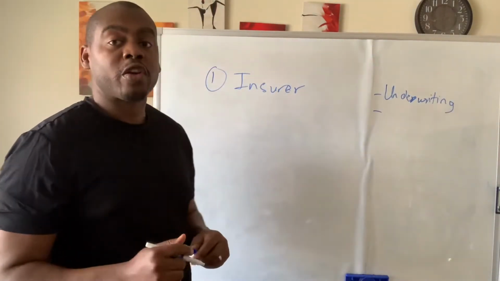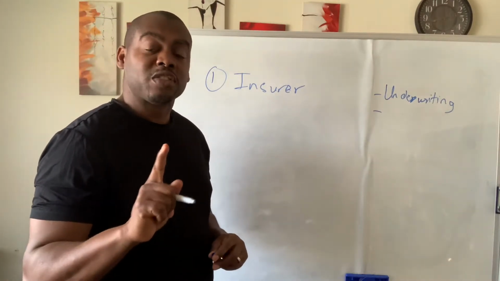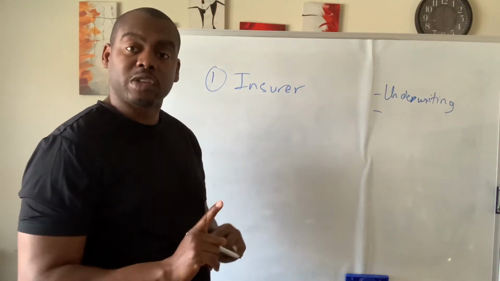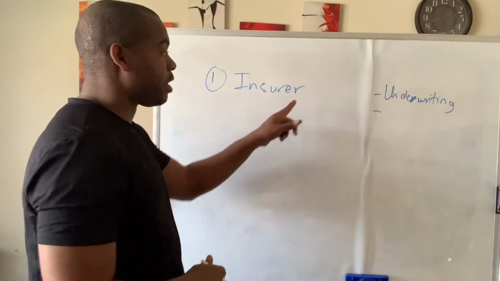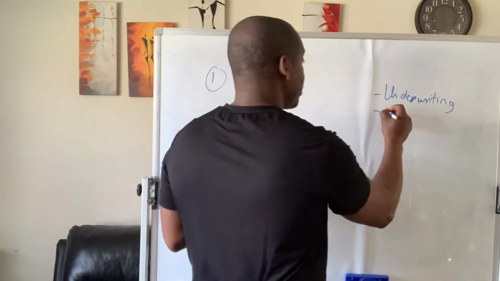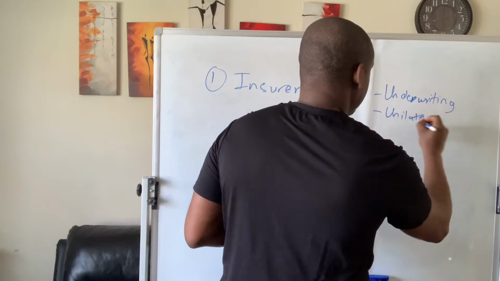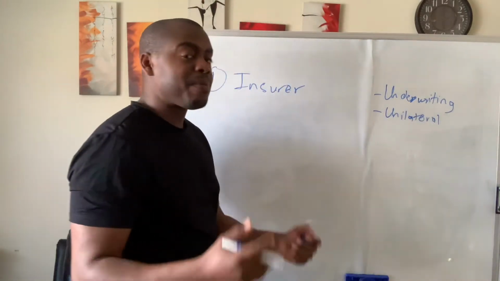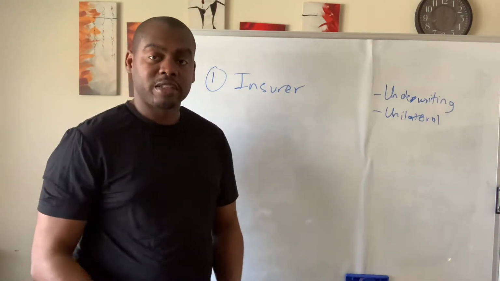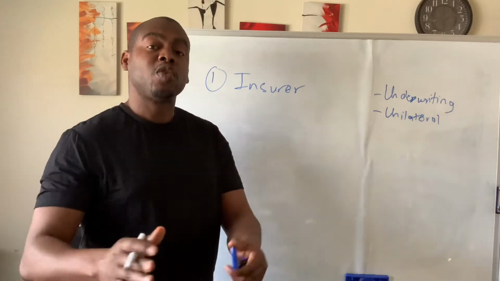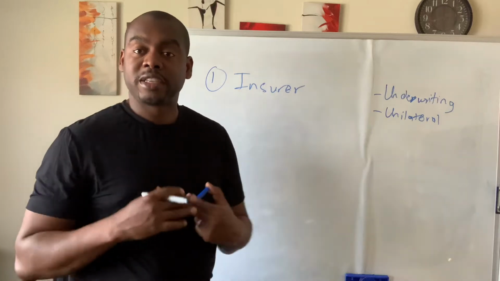Insurance contracts are unilateral by nature, and what that means is only one party has to follow the contract 100%. One party has to make sure that they follow through, and that's the insurer. Now what do I mean by that? I mean that once the policy is out and the contract is out, the only thing you have to do is pay the premium. And you will get what they say they're going to give you.